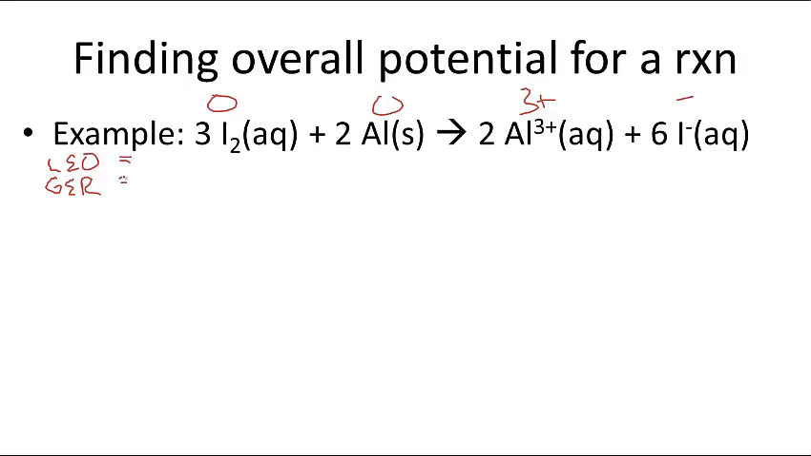What is being oxidized? Which one is losing electrons? Al is losing electrons. I2 is gaining electrons. Okay, so if I2 is being reduced, we can look exactly on our sheet and find the reaction. I2 plus 2e minus makes 2I minus. And the E naught value is what? 0.53.